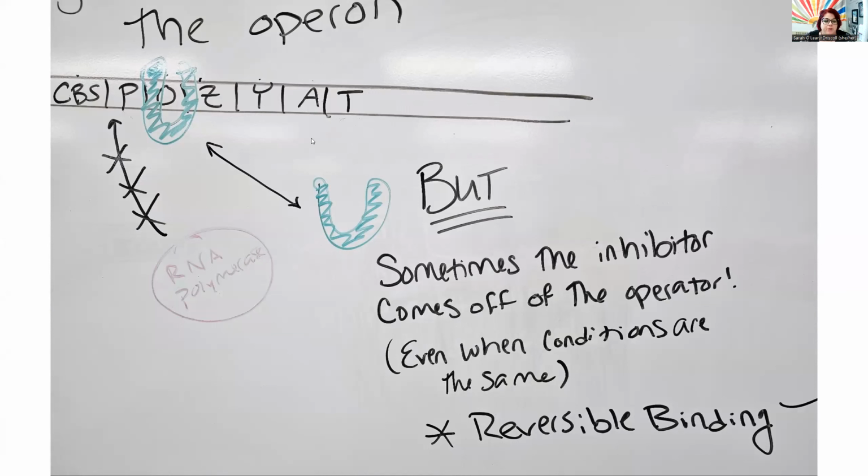But sometimes the inhibitor comes off of the operator. This is not because of any change in condition. This just has to do with reversible binding. So it is bound, and then at a certain rate, it will unbind from its binding site.